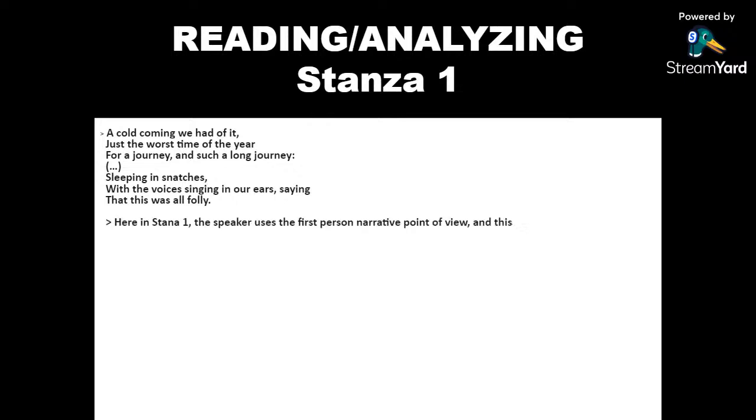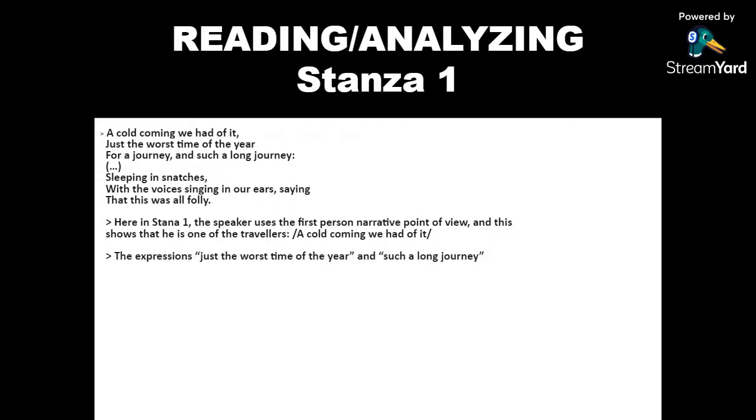Now let's look at stanza 1, okay? I just try to give a few lines of it here, an abridged version of it, but you can refer to the entire stanza, the whole of stanza 1, read it through again, and then you'll be able to understand our analysis. Here in stanza 1, the speaker uses the first-person narrative point of view, and this shows that he is one of the travelers. Of course, the speaker is one of the Magi, okay? Because he uses the first person pronoun. Look at that line: "A cold coming we had of it." "We" means he was among them, okay?